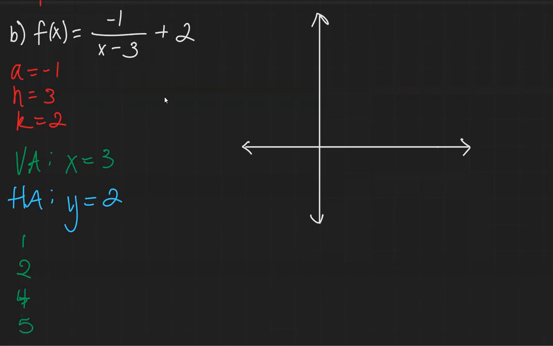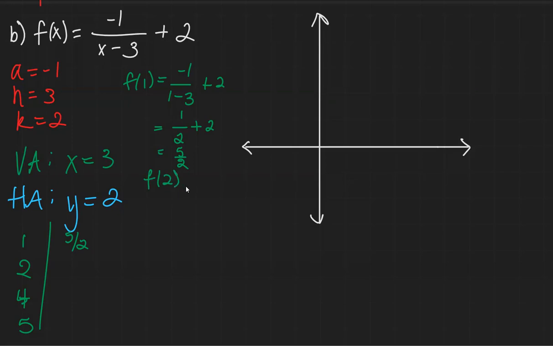f of 1 is equal to negative 1 over 1 minus 3 plus 2. Figure this first: we have negative 1 over 1 minus 3. 1 minus 3 is negative 2. Negative 1 over negative 2 is just 1/2, plus 2. 1/2 plus 4/2 is 5/2. So 1 is paired with 5/2.